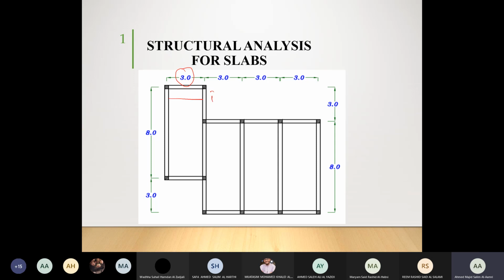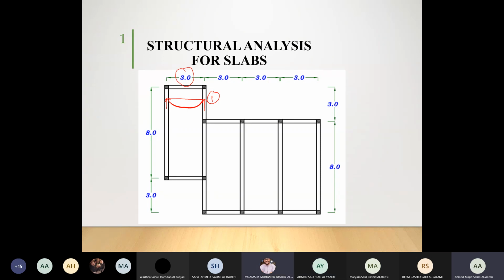Now, if I draw this line, how many supports are there for this strip? Two spans, two supports. Discontinuous or continuous? Discontinuous. Okay, discontinuous. So if I want to draw the bending moment, my bending moment is going to be this part. Are we clear for that part? Are we fine? Yes, Mr.